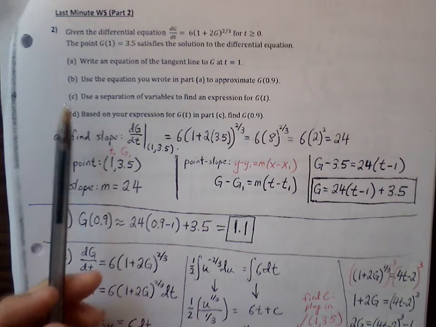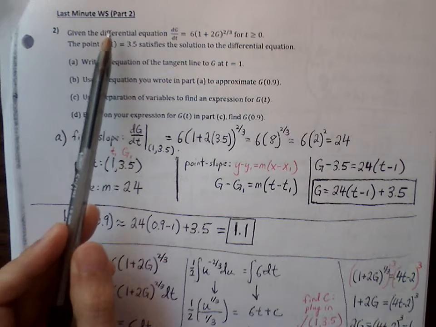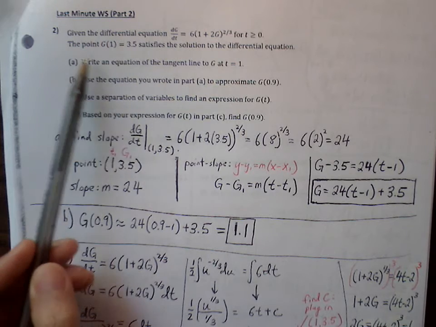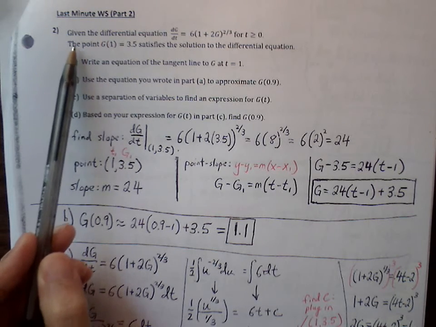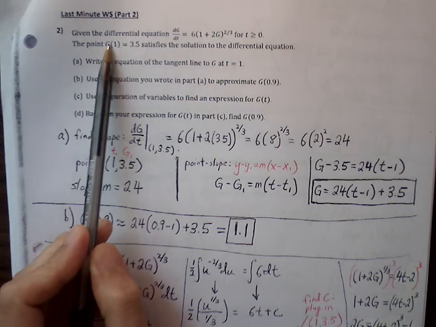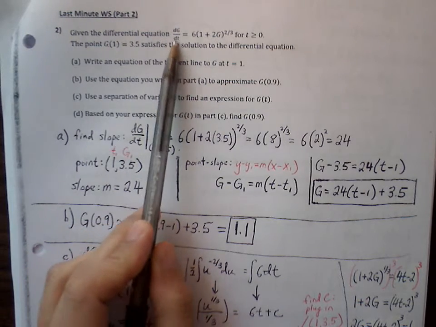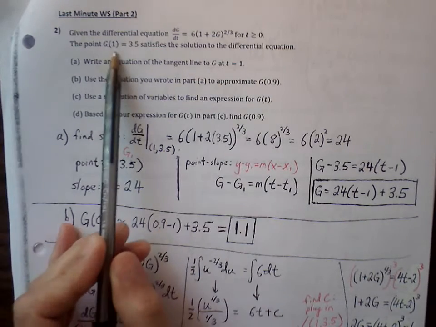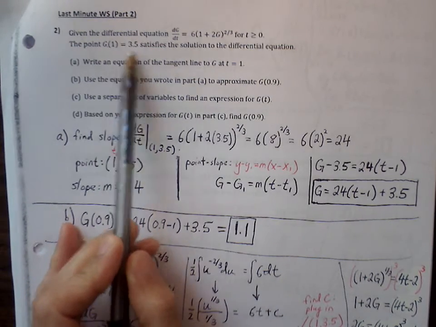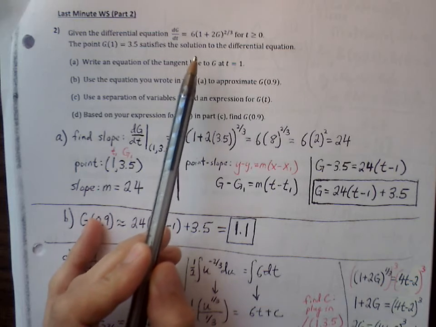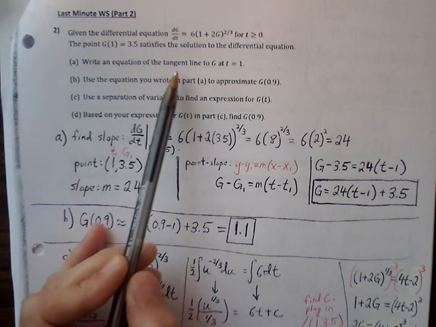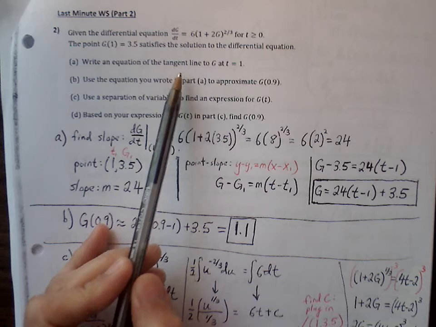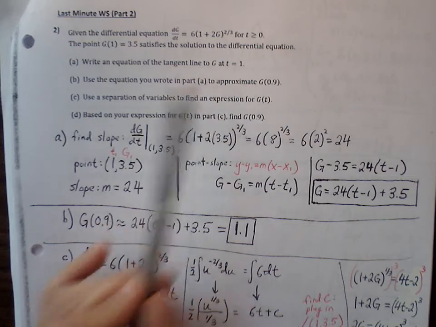Let me walk through the last minute worksheet part 2 for the AP exam review. This is number 2 here. Given the differential equation, we have dg/dt defined here for t greater than or equal to 0. The point g of 1 equals 3.5 satisfies the solution for the differential equation. Part A says, write an equation for the tangent line of g at t equals 1.